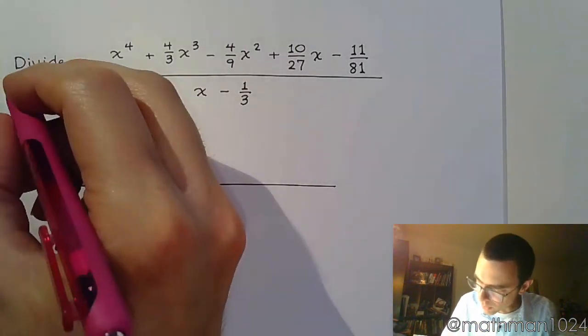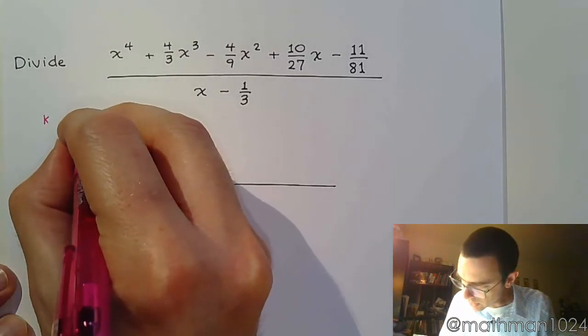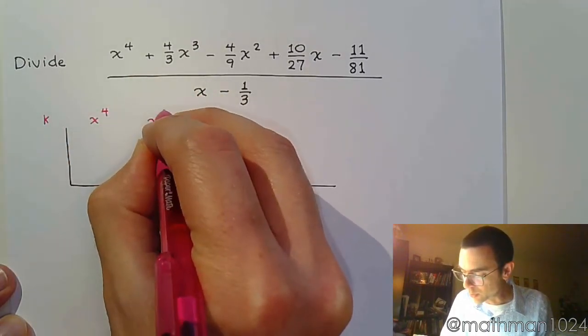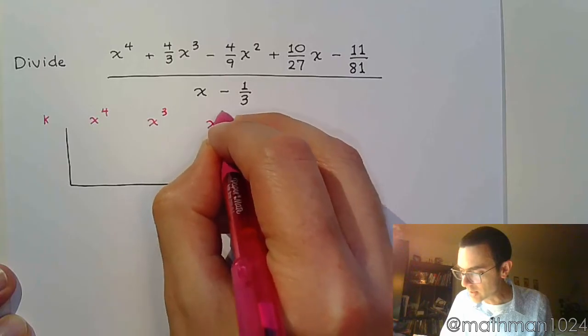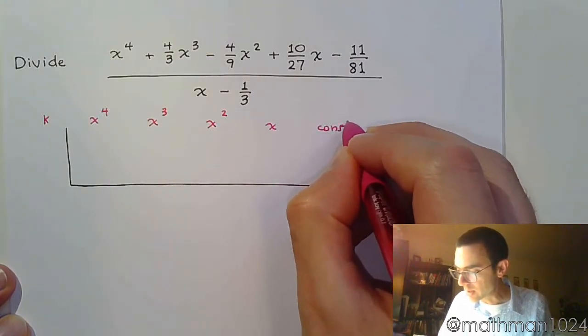And just as above, we're going to label our columns. So we're going to have our k out here. We see that our dividend goes up to x to the 4th, so we'll want to make sure that we have a column for each of those guys. X to the 4, 3, 2, 1, and then your constant here at the end.